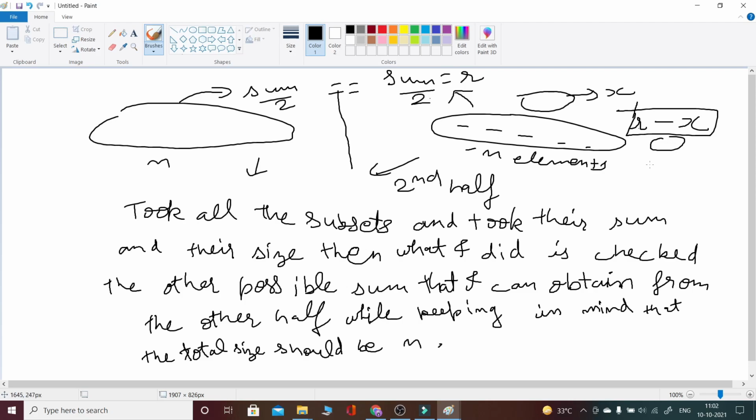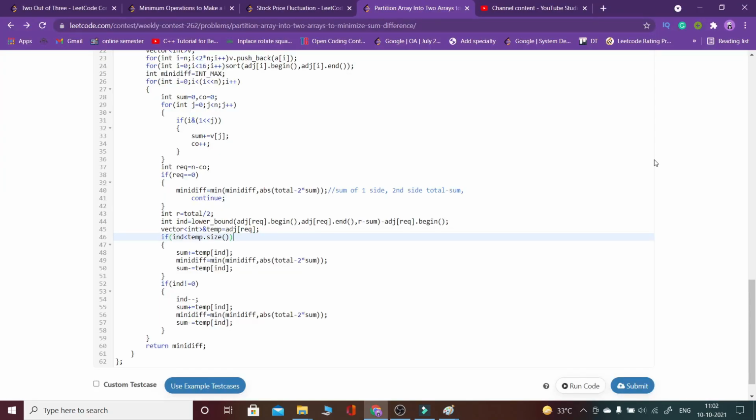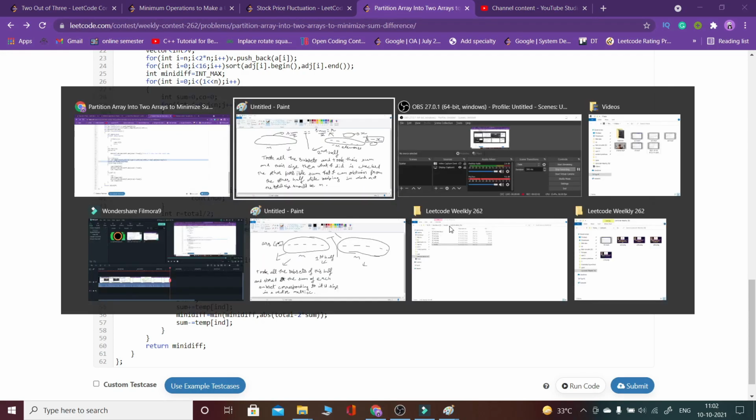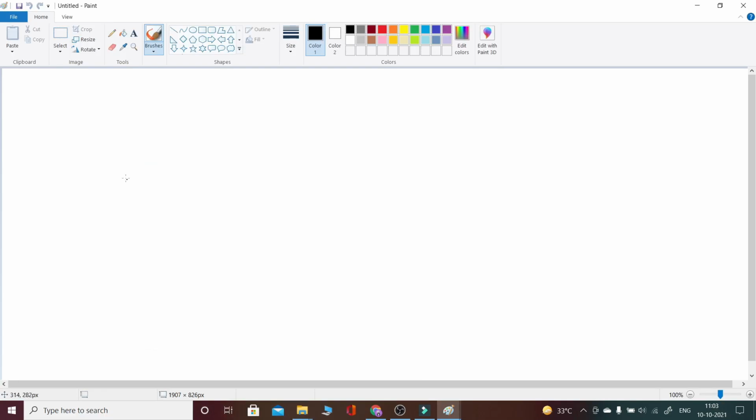Okay, so what I will do is apply binary search, or we can say I would apply the lower bound function, in which I would look at the matrix for the size we require, and the sum from this size we would need. And the optimal sum we would need is the lower bound as close as possible to r minus x.